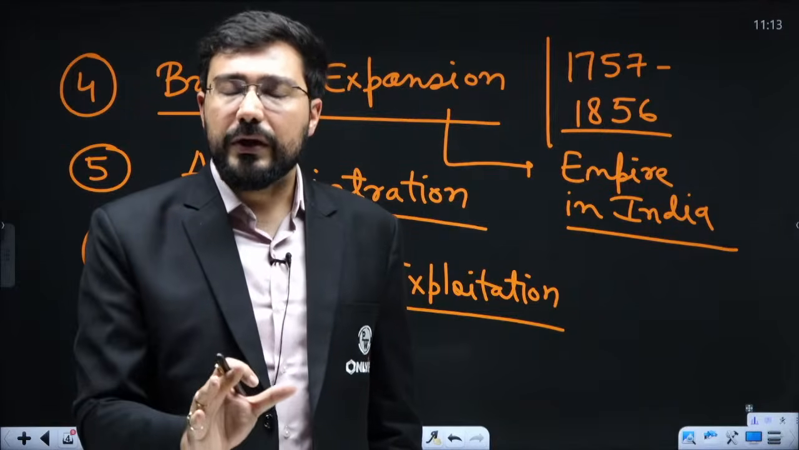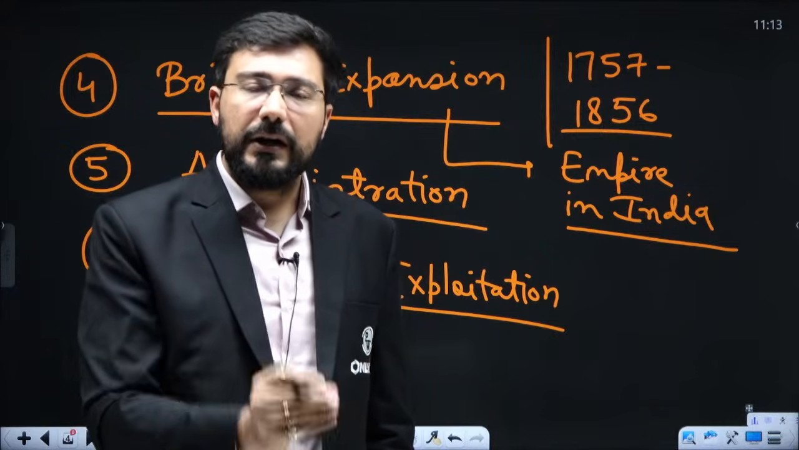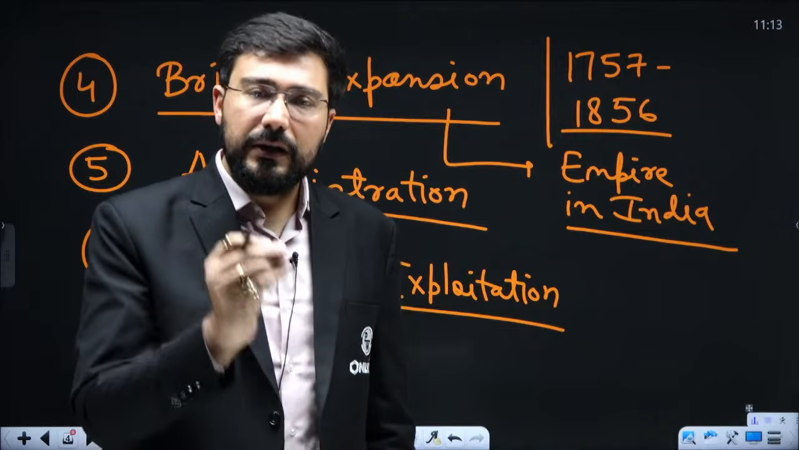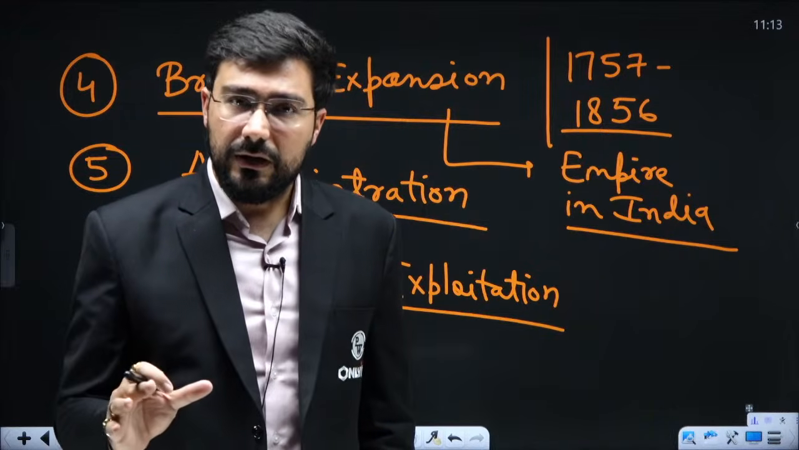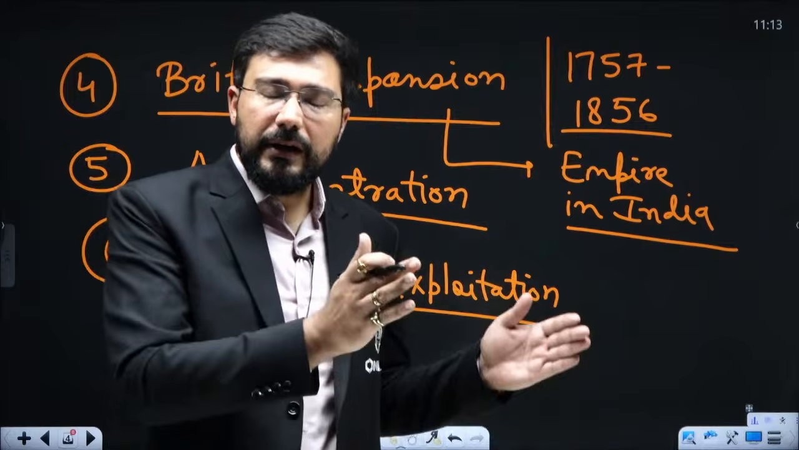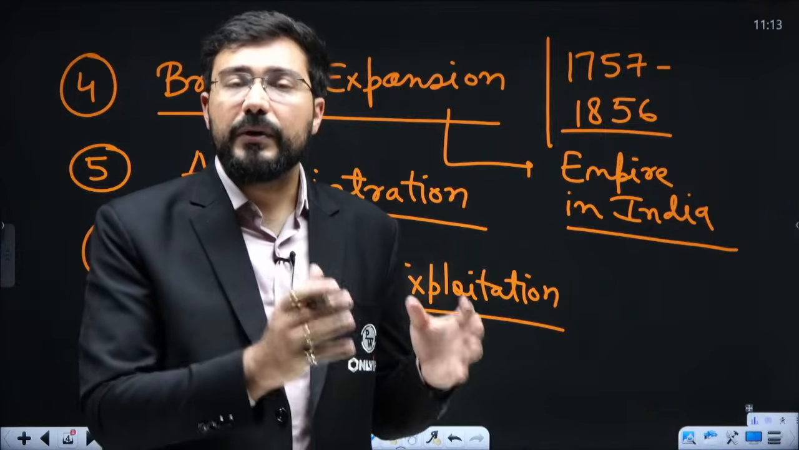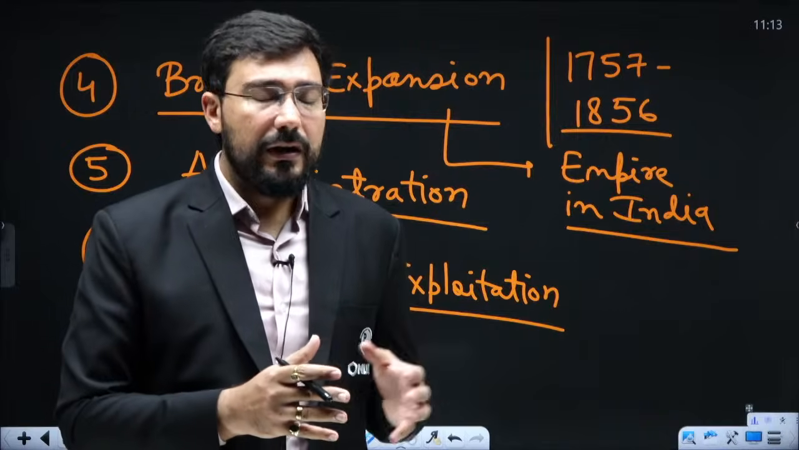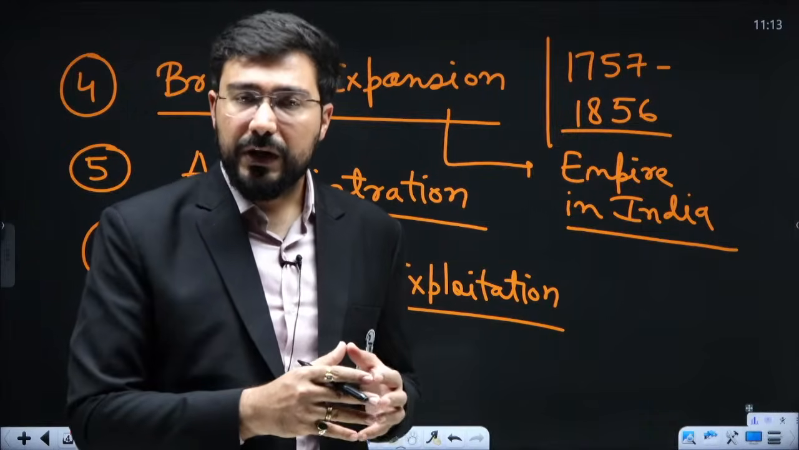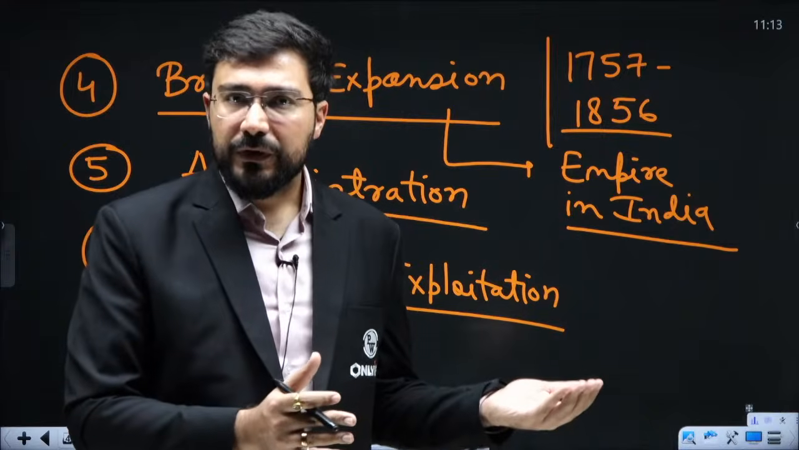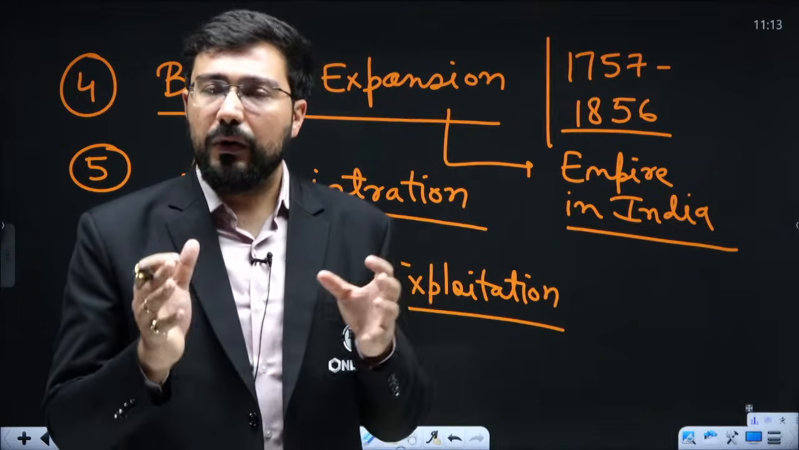So economic exploitation was of multiple types. They collected a very high level of land revenue from our farmers. They were responsible for deindustrialization, because England in the 18th century went towards rapid industrialization. They started making goods using machines, and Indian goods could not compete with them. Moreover, they tried to utilize the Indian market for their own profit. So India was economically exploited.